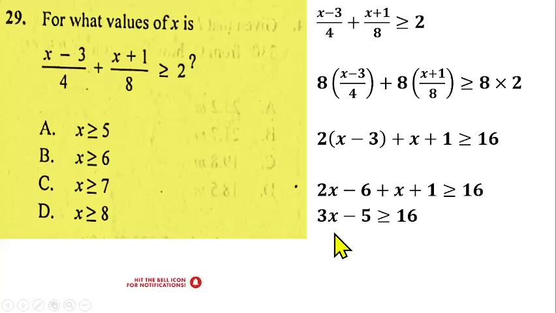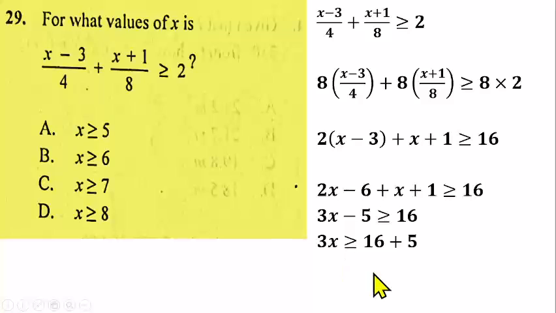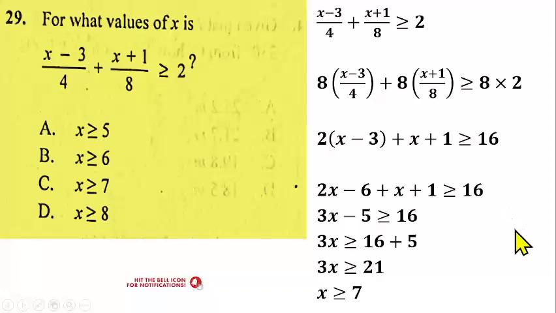2s plus s gives us 3s, minus 6 plus 1 gives us minus 5, greater than or equal to 16. Then from there we can move this 5 to this side. We have 3s is greater than or equal to 16 plus 5. Then we have 3s is greater than or equal to 21. Divide both sides by 3. So s will be greater than or equal to 7, which is option C for question number 29.